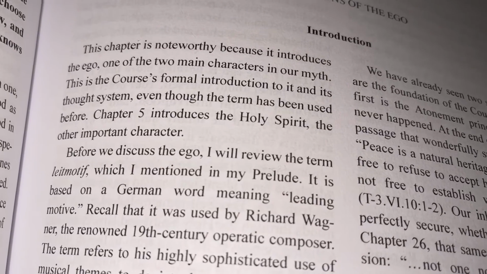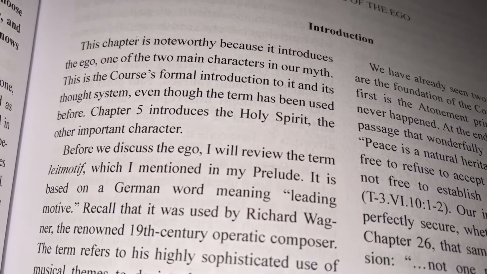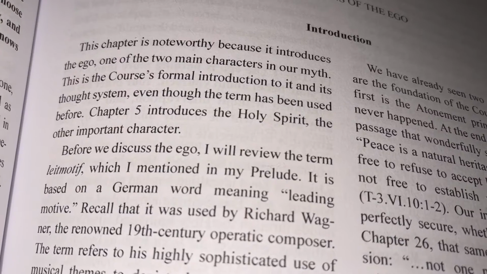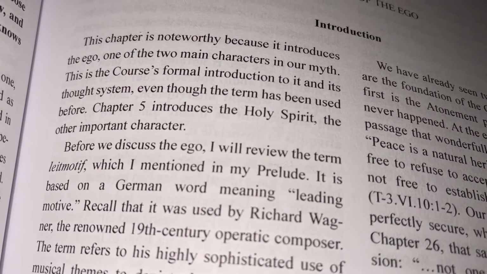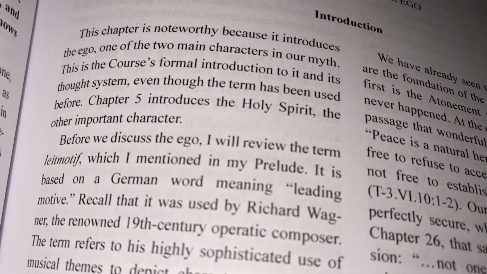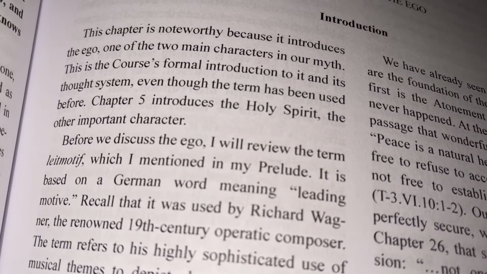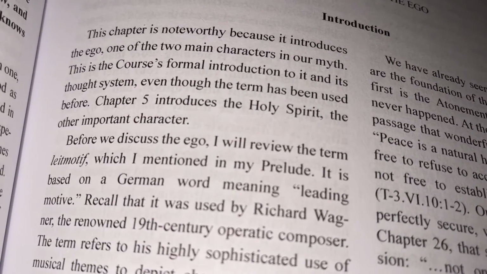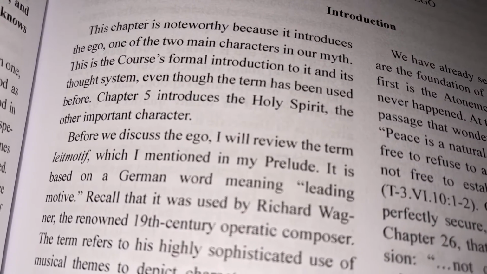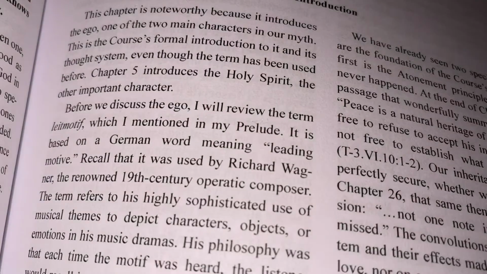This chapter is noteworthy because it introduces the ego, one of the two main characters in our myth. This is the Course's formal introduction to it and its thought system, even though the term has been used before. Chapter 5 introduces the Holy Spirit, the other important character.